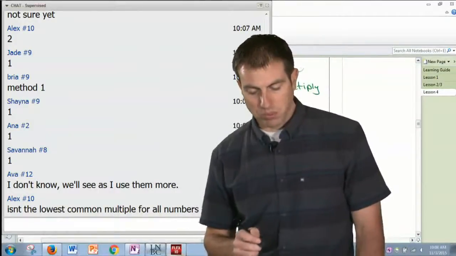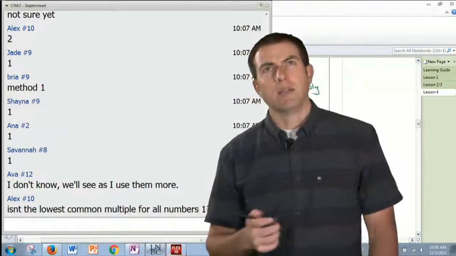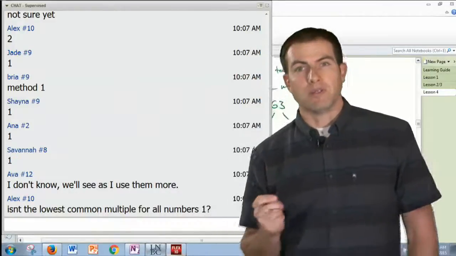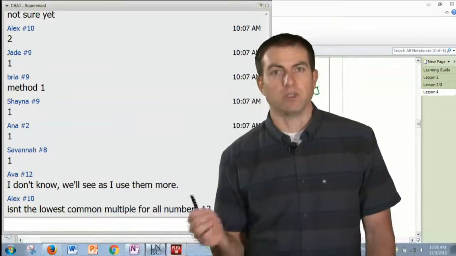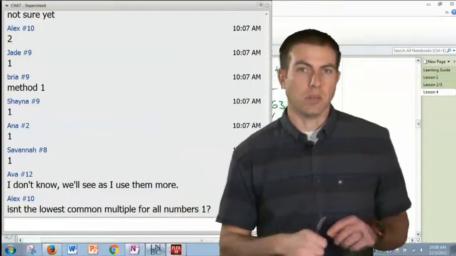Isn't the lowest common multiple for all numbers 1? You're kind of getting mixed up with multiple and factor. A factor that goes into all numbers is 1? Yes, because all numbers are divisible by 1.